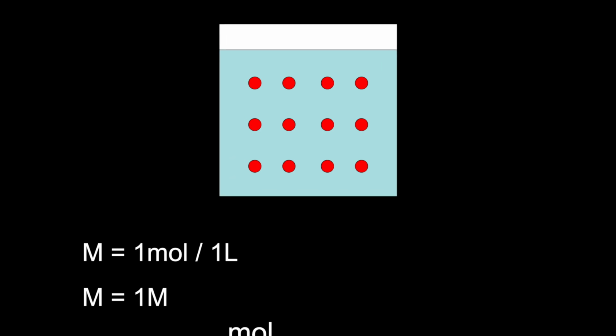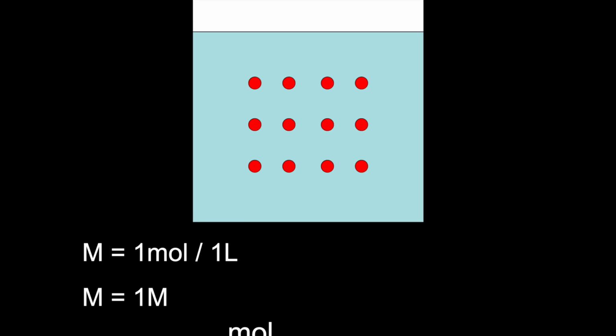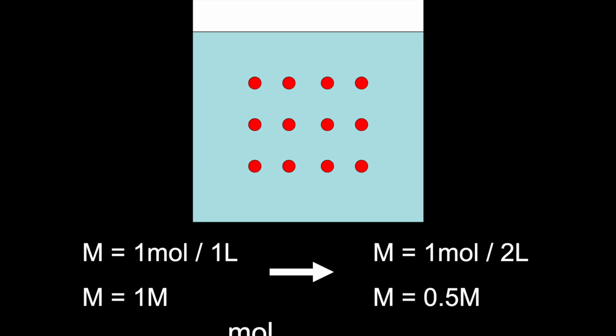Then, if I were to increase the volume of that, if I were to double it, I still have the same number of particles. I still have a dozen, or in this case, I still have 1 mole, but now I went from 1 liter to 2 liters. So if you notice here, I had 1 mole at the beginning, and I have 1 mole at the end of it. So the moles before will equal the moles after. But I went from 1 liter to 2 liters.